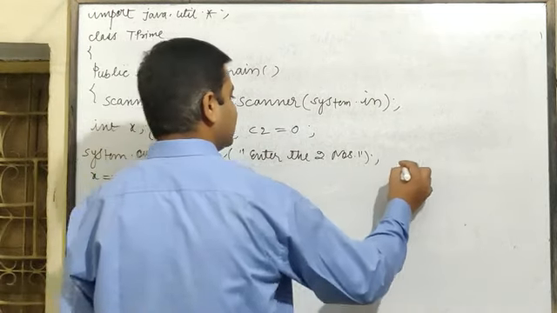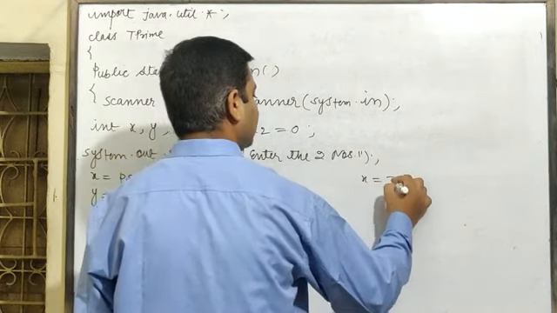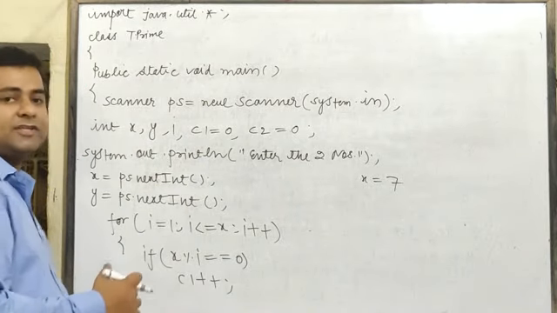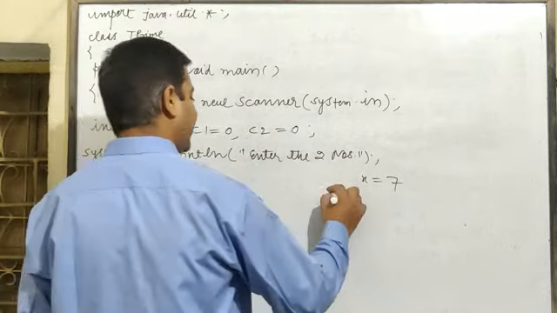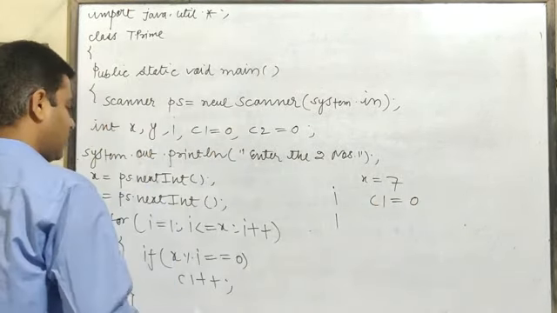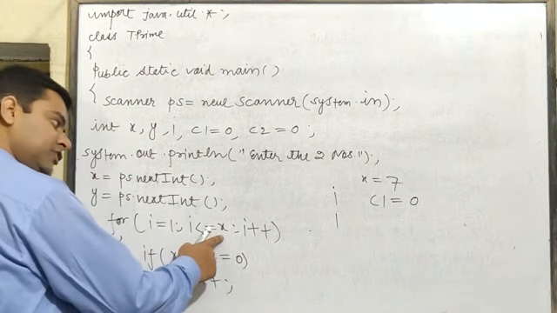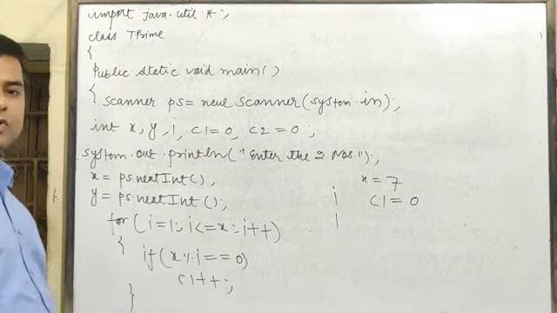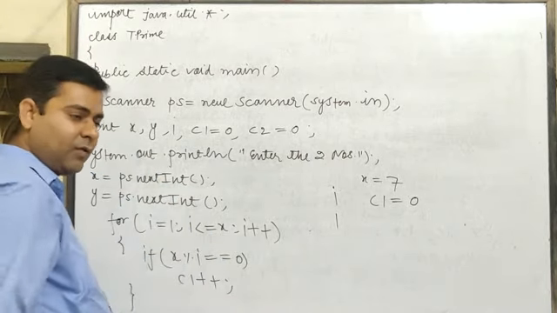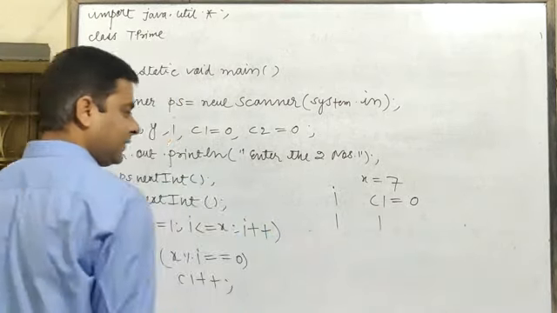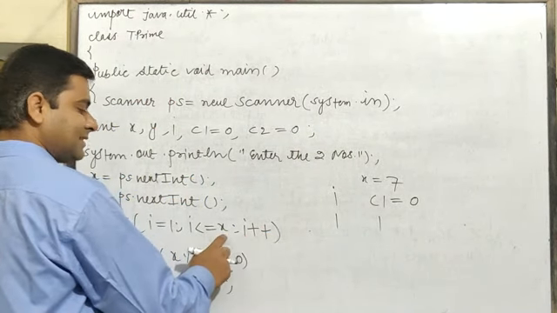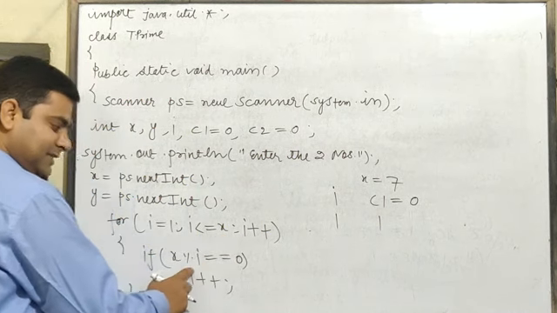Suppose the value of x is 7. Then how will this loop count the factors of x? The value of i is 1, and the initial value of c1 is 0. So i equals 1, less than or equal to 7, condition true. 7 modulus 1 equals 0, the condition is again true. It will count and increase the value of c1 by 1, so it becomes 1. Now it will jump to i plus plus, it will be 2. 2 is less than or equal to 7, yes, it will come inside and it will check.